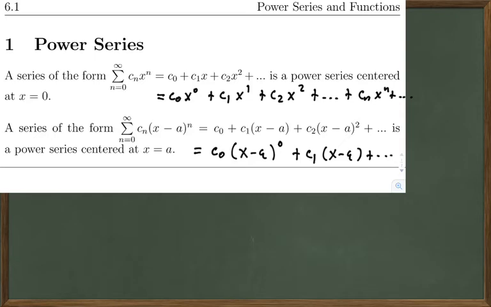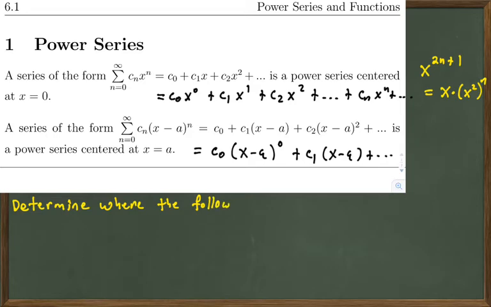Okay, so we're going to look at 2 power series, and we're going to figure out where they're centered. Now, before we get into that, x to the 2n plus 1, using properties of exponents, we could write that as x times x squared to the n power. And so you can certainly have, instead of an x, an x squared in your power series. So the first power series we're going to look at is going to have a power of x to the 2n plus 1. So what we're going to do is determine where the following power series are centered.